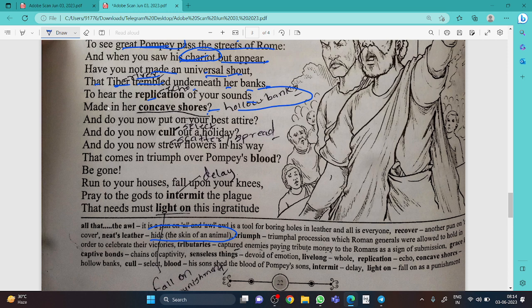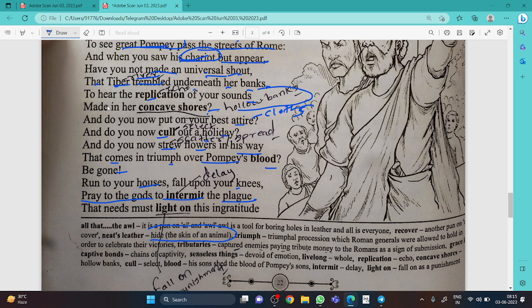"And do you now put on your best attire?" Now you are wearing your best clothes. Attire means clothes, understood? "And do you now cull out a holiday?" Cull means select. Now you choose this to be a holiday. "And do you now strew flowers in his way that comes in triumph over Pompey's blood?" Scatter flowers in Julius Caesar's way. "Be gone!" Means go, have you gone mad? "Run to your houses, fall upon your knees, pray to the gods to intermit the plague." Intermit means delay. This is a kind of plague, a kind of epidemic.